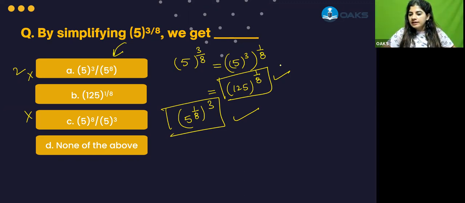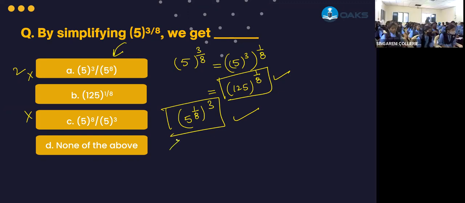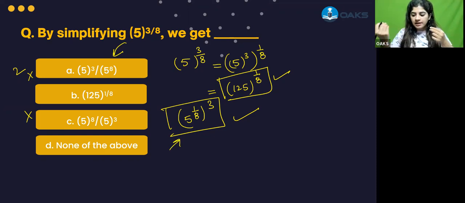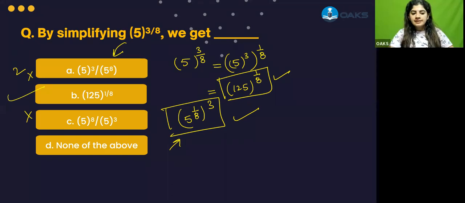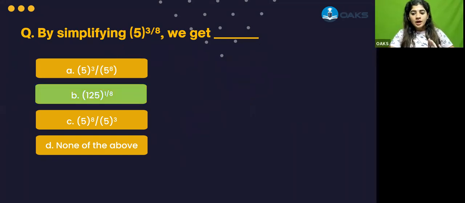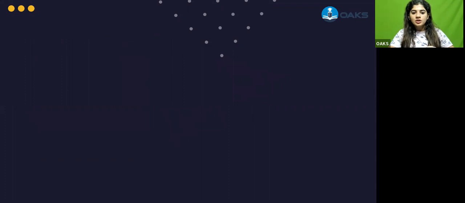Here I put 3 inside. I get 125 raised to power 1 by 8. Here I put 1 by 8 inside and power is 3 outside. So these two options are correct. Not this, not this. B is the correct option. Okay, let's move forward and see that B is the correct option. Moving forward to the next question.